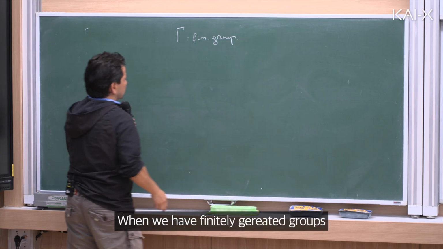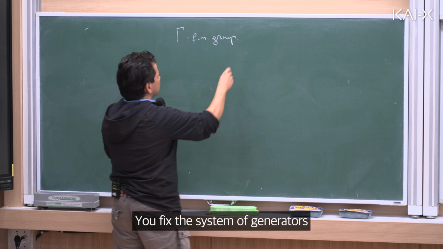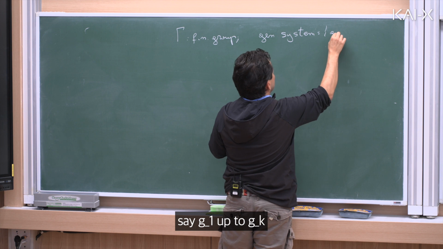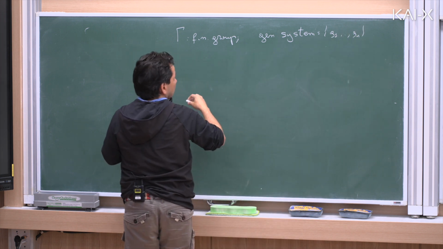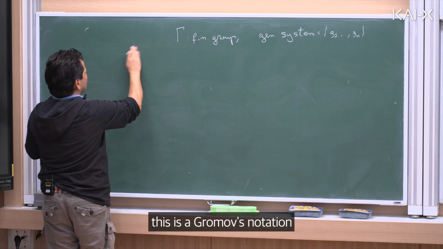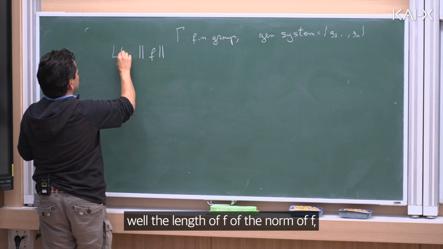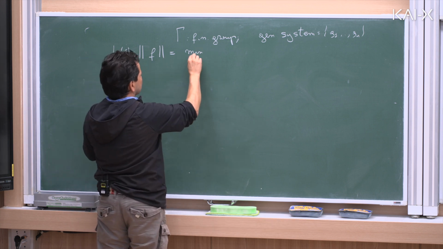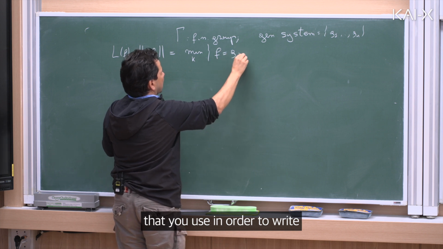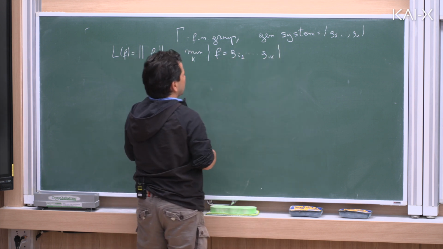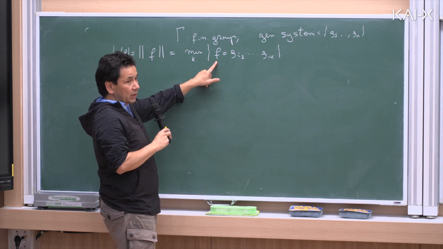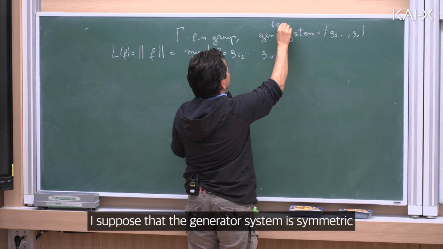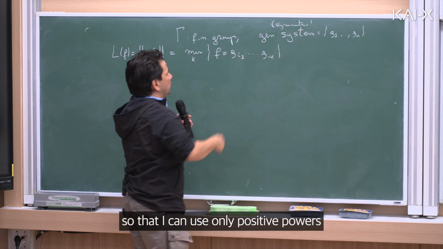When we have finitely generated groups, there is a length which is obvious. You fix the system of generators, say g1 up to gk, and you denote, well, this is Gromov's notation, the norm of f, the length of f, is the minimum number of generators that you use in order to write the element, the minimum number of factors that you use among these generators. I suppose that the generating system is symmetric, so that I can use only positive powers.